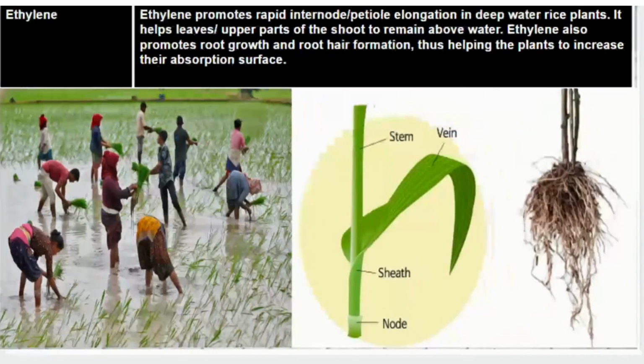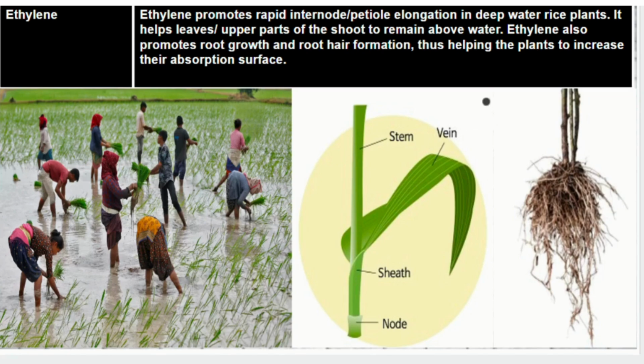Now let's look at the second option. Second option was ethylene. Ethylene promotes rapid internode or petiole elongation in deep water rice plants. Rice is a plant which is mostly grown in water, so most of the part of the rice plant in the initial stages is submerged in water. Under the influence of ethylene, another plant hormone, the petiole or the stalk, or the internode of the rice plant gets elongated.